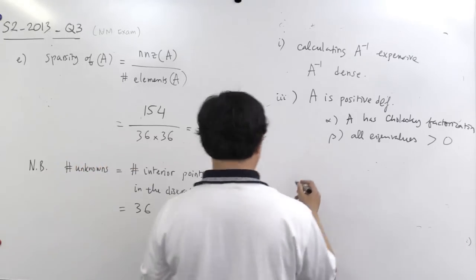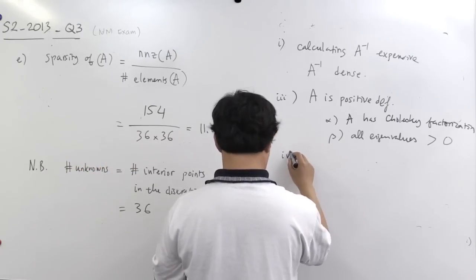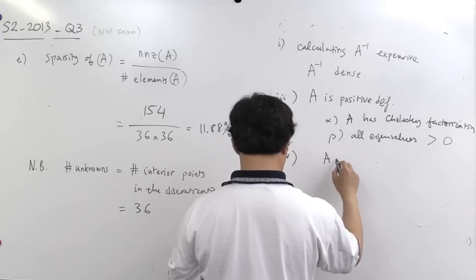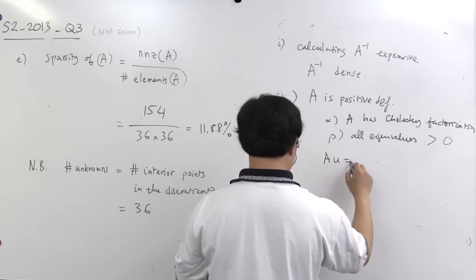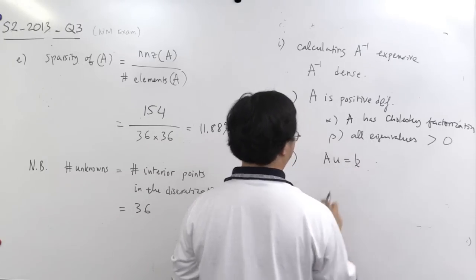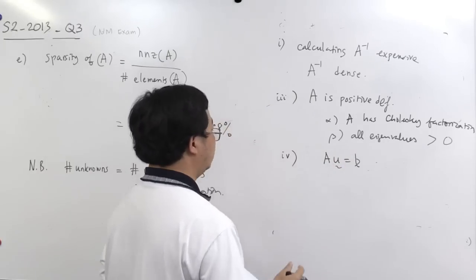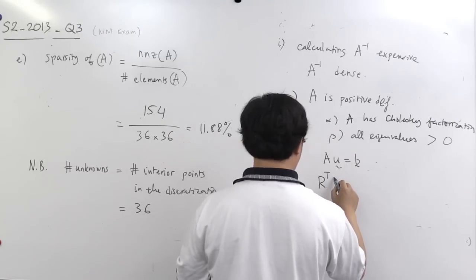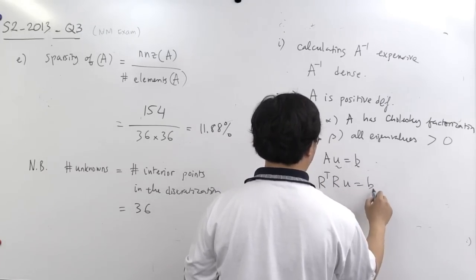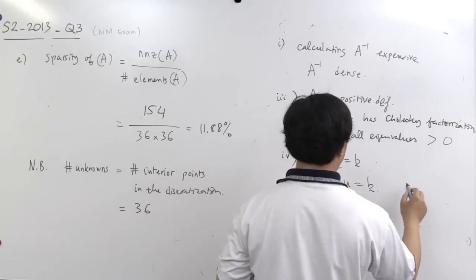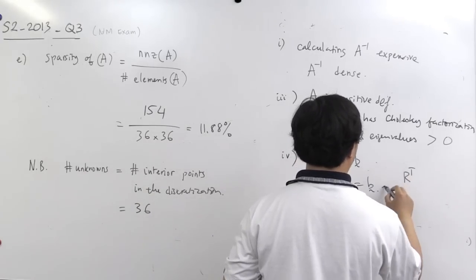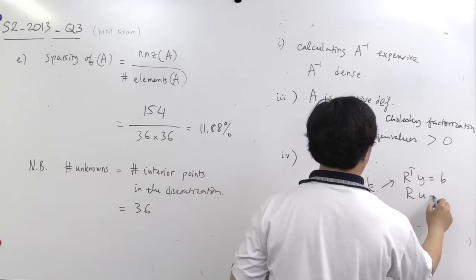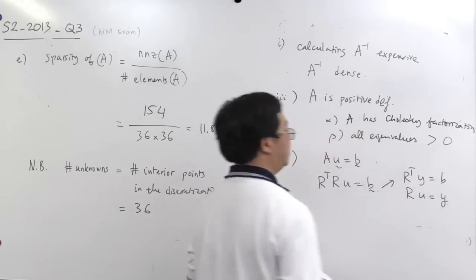Explain how to use Cholesky factorization to solve the linear system. This one we've seen in the previous past exam papers. You just replace A u = b by R transpose R u = b, and you solve it in two steps. You solve R^T y = b, and then R u = y, by substitution.